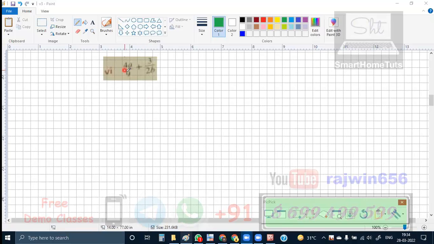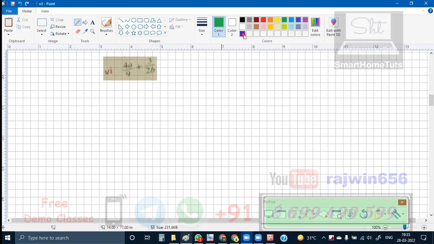Okay, the next question. The first term is 4a upon 9, and the second part of the expression is plus 3 upon 2b. Now, what terms are there in the denominator? Here 9 is there, and here 2b is there. Nothing is common, so the LCM over here is going to be 9 multiplied by 2b. 9 multiplied by 2 is 18, and b will be there. So the LCM is going to be 18b.